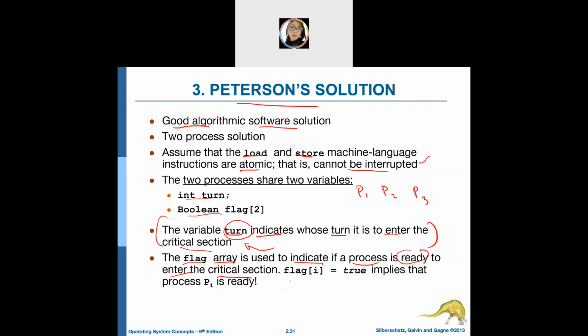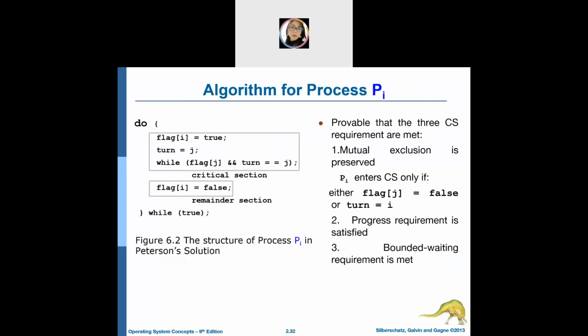So you can have, like, flag 0 equal to true. This flag array is used to indicate whether the process is ready or not. So it's equal to true, which implies that P1 is ready. Sometimes you can also have flag 0 is false if it is not ready, of course. So there is also another example for the program.